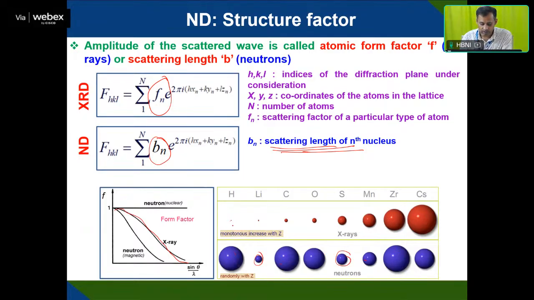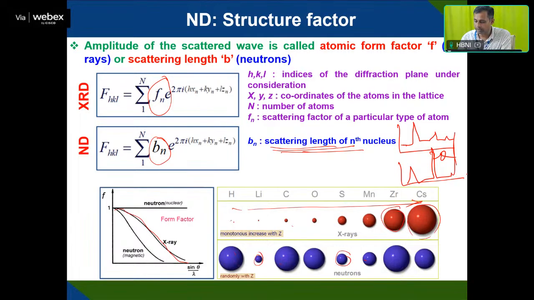But if you see from hydrogen to cesium, with the increase in atomic number the electron density increases, and because of that the structure factor increases. As a result, in XRD the low-angle peaks are strong and the high intensity is very low at higher 2 theta values; the peak intensity is low. But in neutron diffraction we get random peaks like this, because there is no form factor or structure factor dependence in the case of nuclear scattering.